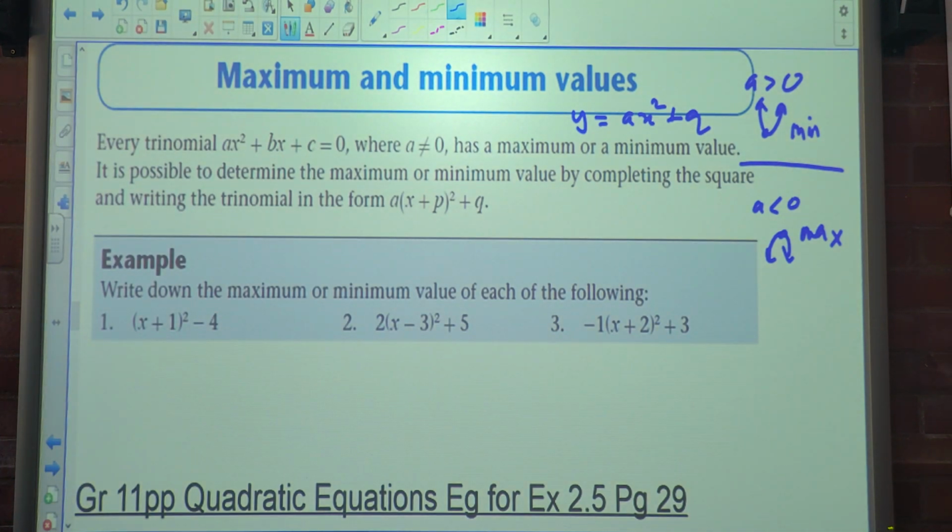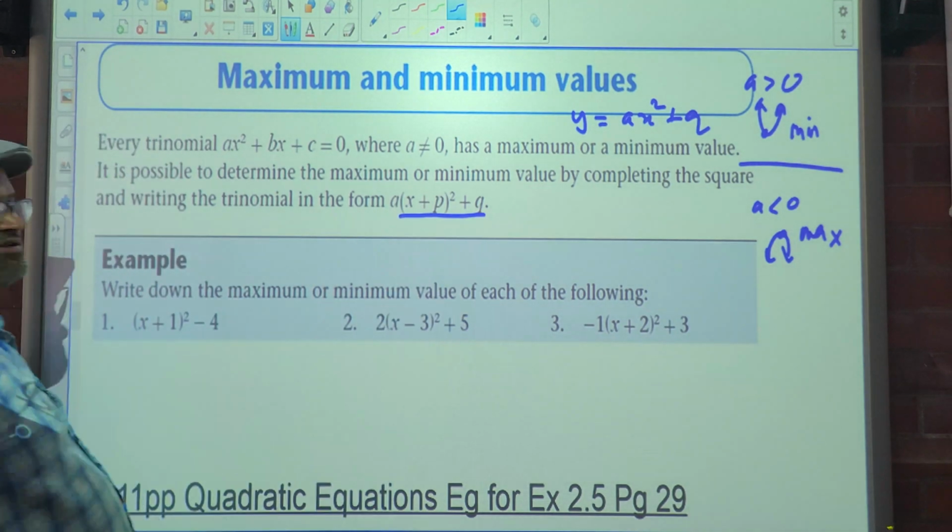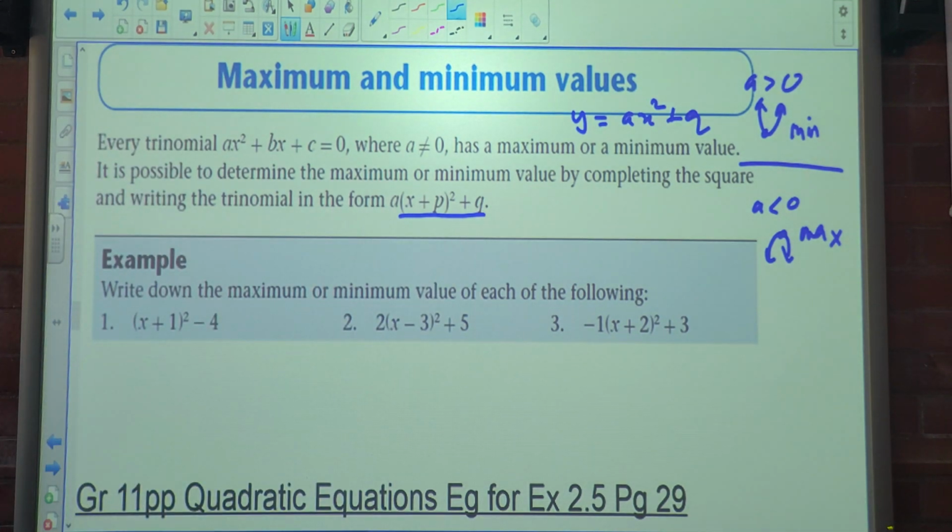It is possible to determine the maximum and minimum value by completing the square and writing the trinomial in the form a into (x plus p) squared plus q. This is the completing the square format. The question says write down the maximum and minimum value of each of the following. There's one of two ways of doing this, well, probably more than that.